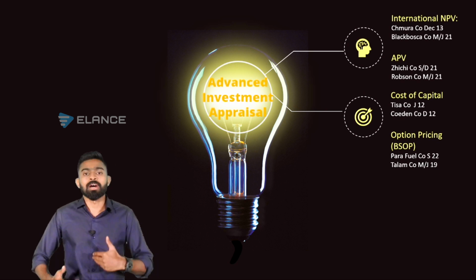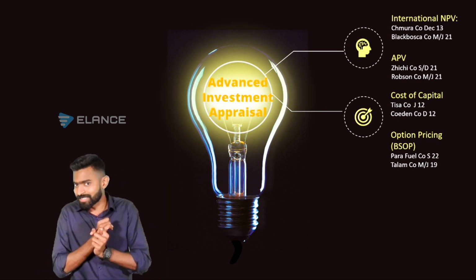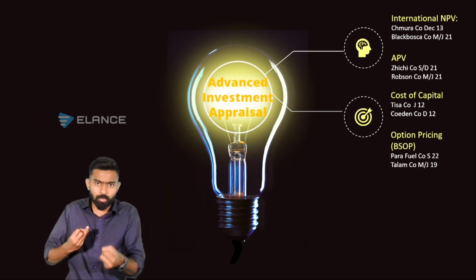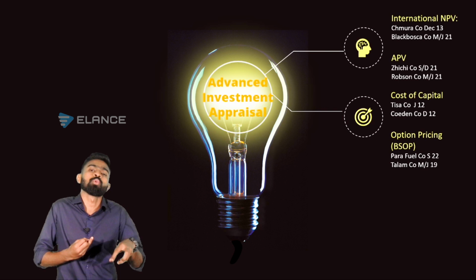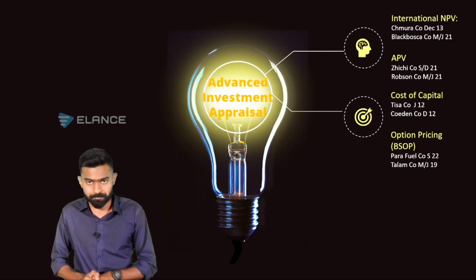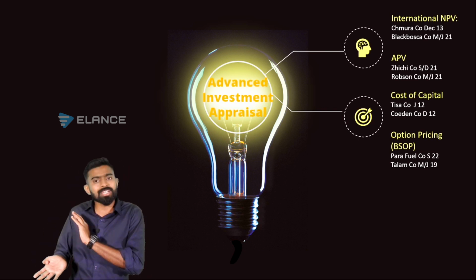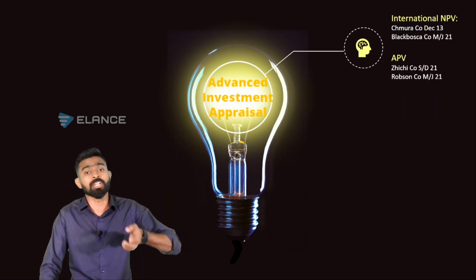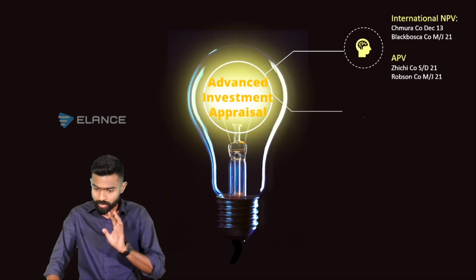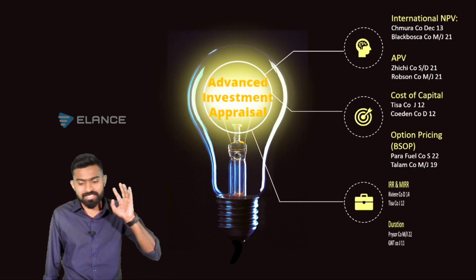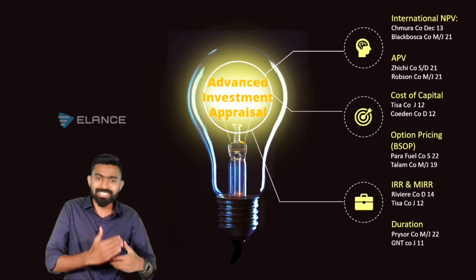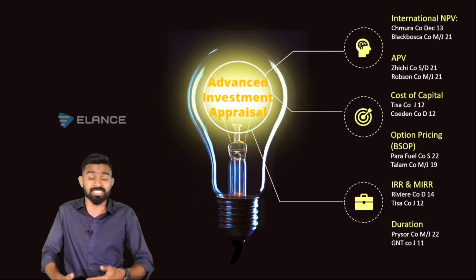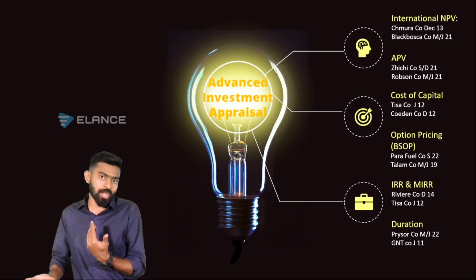The examiner's favorite, I already said, is international NPV and APV. These 2 questions might have sub questions of either cost of capital calculation or option pricing calculation. If it is not an international NPV or an APV, the examiner could test, one second, I missed the topic. Yeah, the examiner could test other investment appraisal topics like the IRR versus MIRR comparison, internal rate of return and modified internal rate of return.